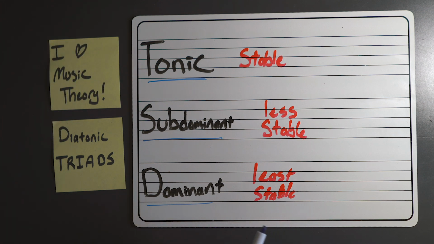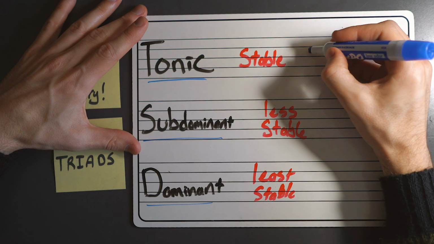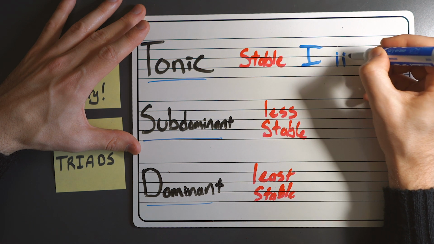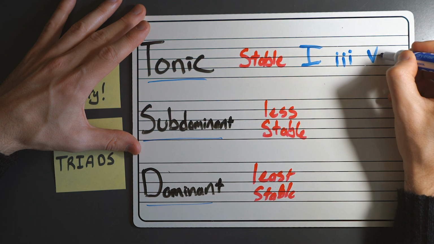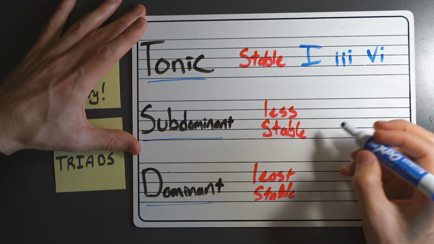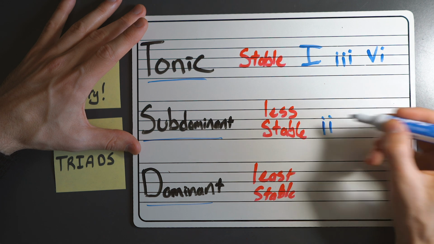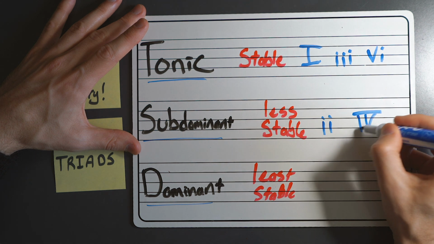So if you look at our tonic chords, we're going to have our 1 chord, our 3 chord, and our 6 chord. Okay, subdominant, which is going to create a little movement for us, is going to be our 2 chord and our 4 chord.